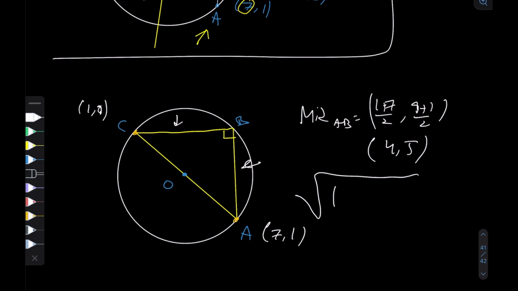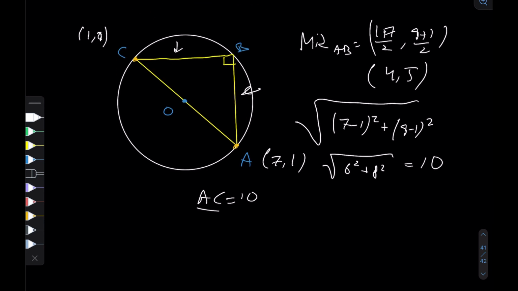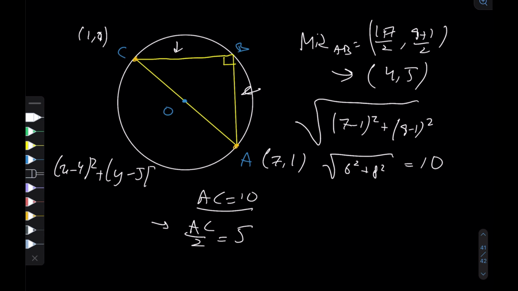So this would be the square root of 7 minus 1 squared plus 9 minus 1 squared. This would be the square root of 6 squared plus 8 squared. This would basically just be 10. So AC is 10. That would mean, in other words, the diameter is 10. So the radius would be 5. So essentially you have the center, you have the radius. So you can just say x minus 4 whole squared plus y minus 5 whole squared is equal to 25, and you are done. QED.